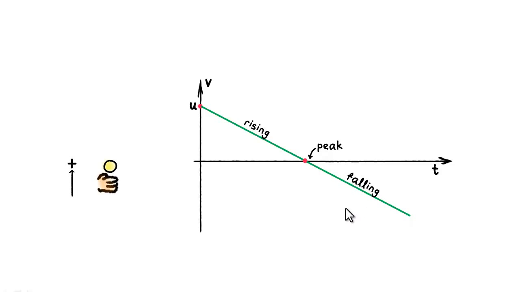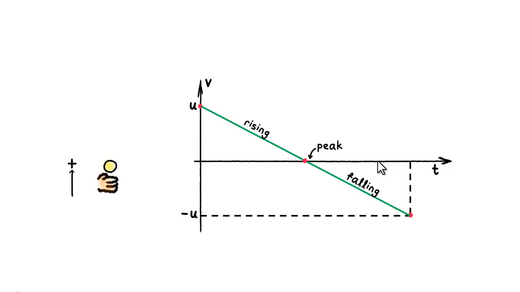If air resistance is negligible, we'll expect the ball to return to our hand at the same speed at which it left our hand. So the final velocity of the ball will be negative u. With this VT graph, it becomes very obvious that the time it takes for the ball to rise up to the peak is the same as the time for the ball to fall from the peak back into the hand.